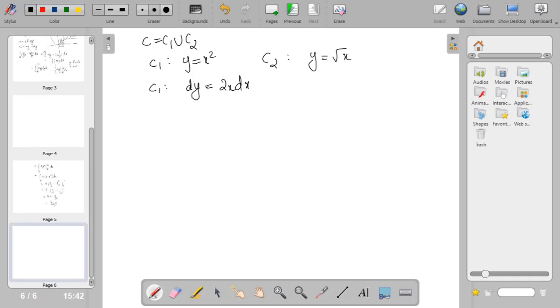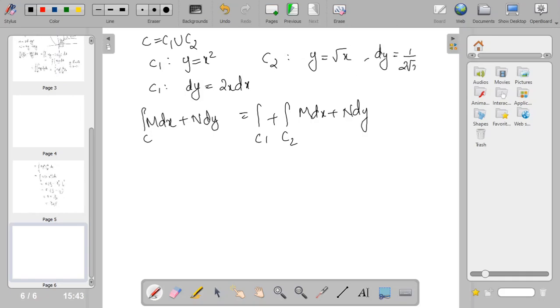So what we are going to do: integral over C of M dx plus N dy will be equal to integral over C1 plus integral over C2 of M dx plus N dy. Now we will replace y by x. So y equal to x square is C1; for C2 we can use root x instead of y. So correspondingly replace dy also. So here dy will be 1 by 2 root x dx. So integral over C1 of M dx plus N dy will be equal to integral.